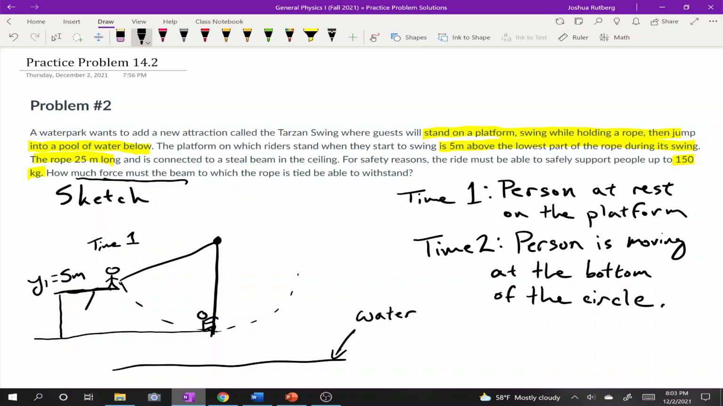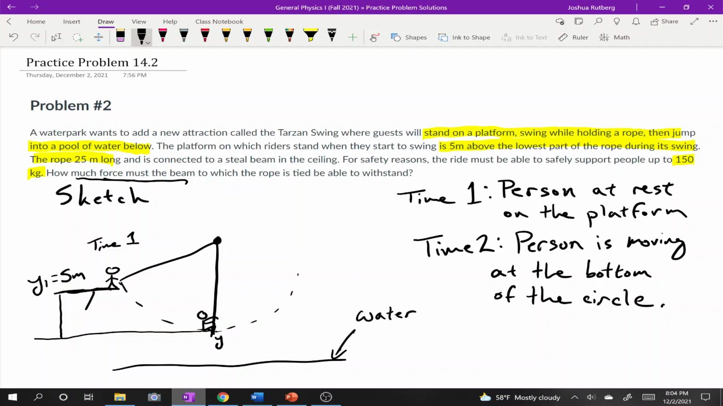And it says the person jumps off, and I don't really care where the person jumps off. Doesn't matter to me if the person jumps off after that midpoint or before. What I want to know is the maximum force that is going to be on that beam. Because if the beam is going to break, it's going to break when the force is maximum. And so that's when the person will be at the bottom, regardless of where they jump off. Them jumping off is irrelevant to this problem, because that doesn't affect the force exerted on the beam.